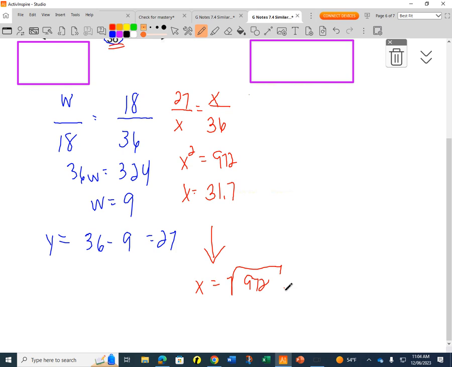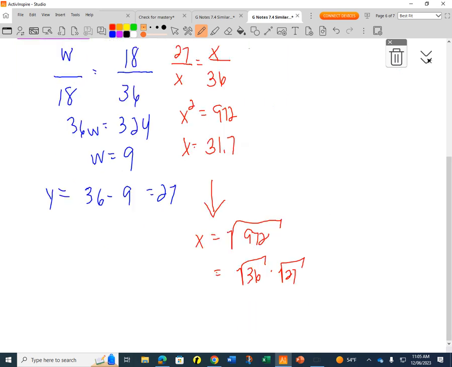Perfect square, that'll come out of 972. Let's see. Actually, we already know a perfect square because 36 is a perfect square, right? So we can start with that. So the square root of 36 times the square root of 27 equals the square root of 972. So this simplifies to 6. So now we have 6 square roots of 27. But remember, this is not simplified if there's another perfect square factor under there. So I'm going to need to simplify it some more.